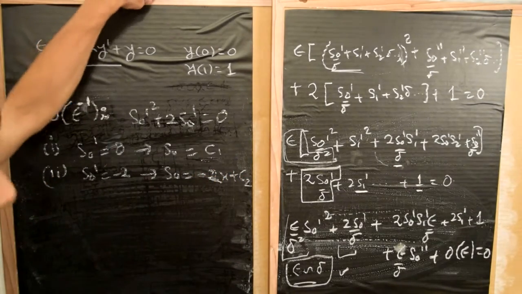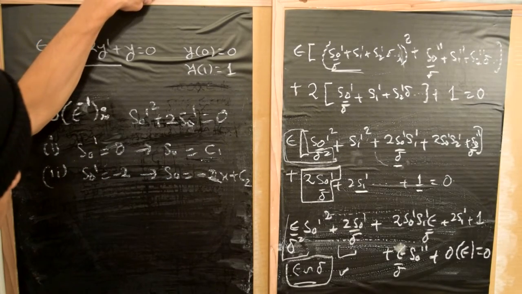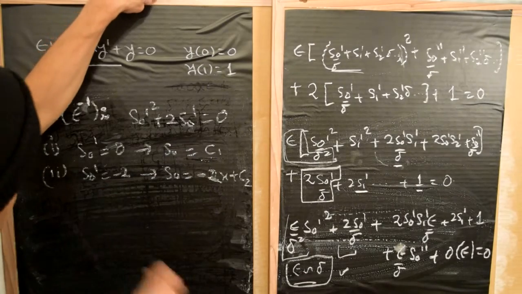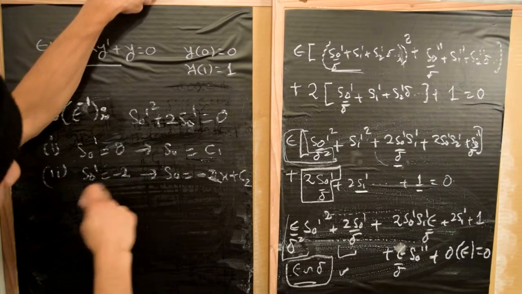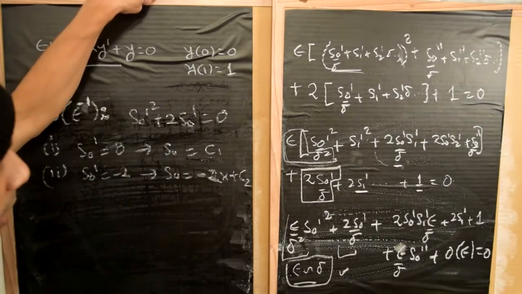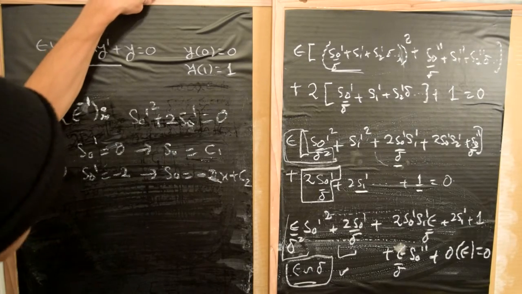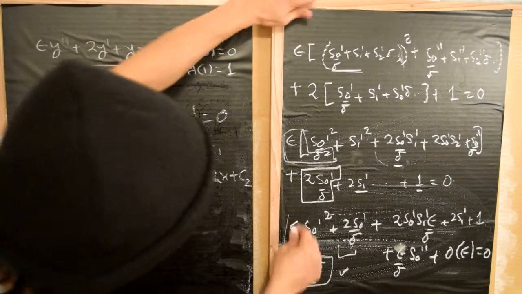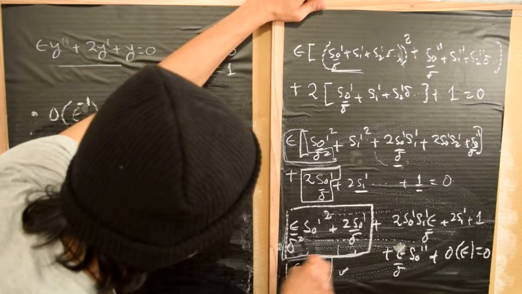Just integrating both sides. If s naught prime is 0, the only possibility is that it's some constant. If s naught prime is minus 2, then ds naught dx is minus 2, so s naught could be minus 2 times x plus some constant. Okay, so that's from these two terms.